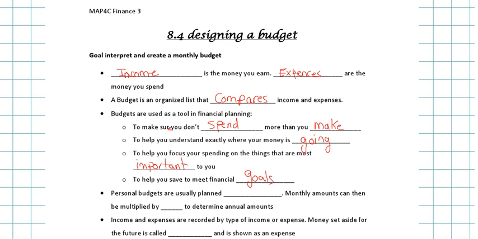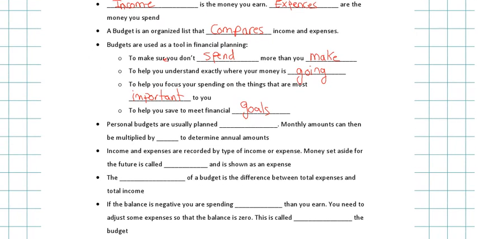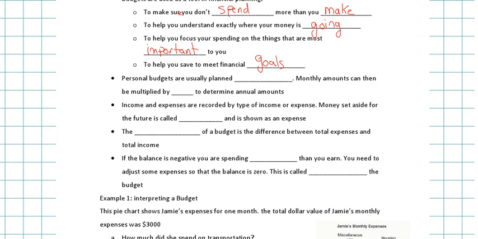When you're designing a budget, we usually design it monthly. So everything has to be calculated monthly. And then if you want to know how much your annual amount is, all you have to do is multiply your numbers by 12, right? Because that's easy.